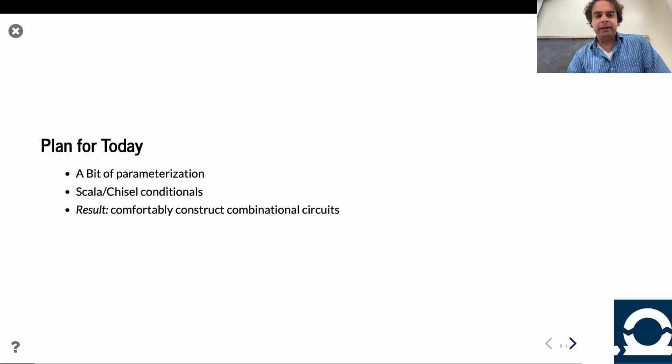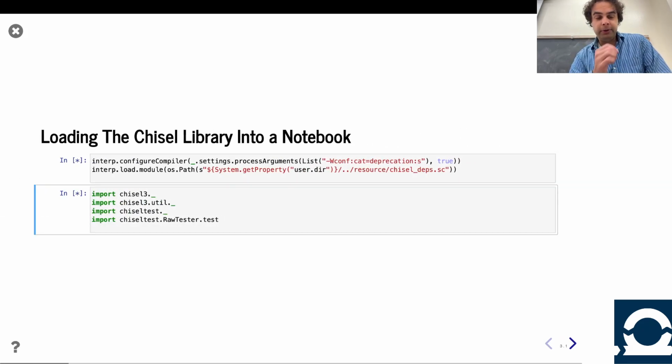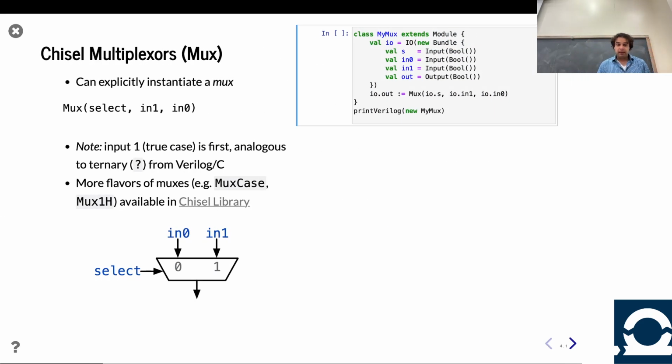As I said before, today we're going to cover combinational logic. Along the way, we'll also talk a bit about parameters and conditionals. Okay, so once again, fire up the old notebook. Good to go. So in the last lecture, we talked about things like logic gates, arithmetic, etc.